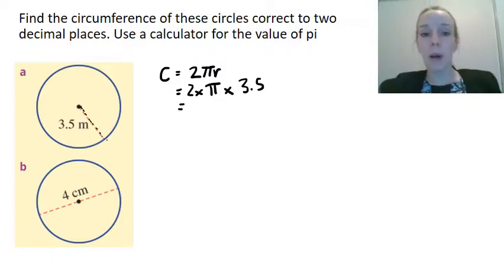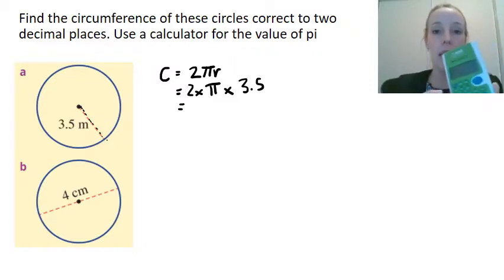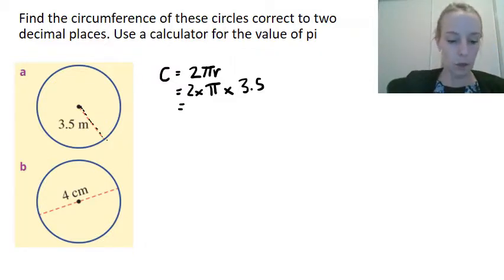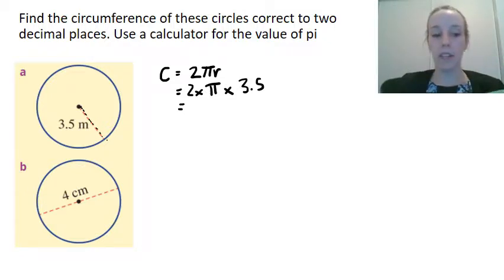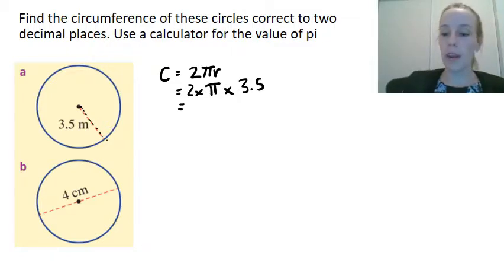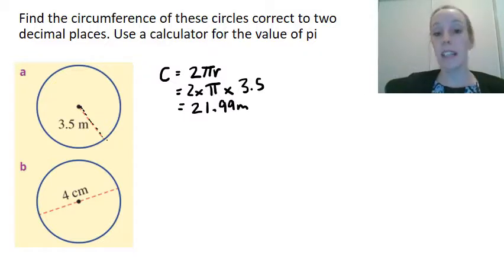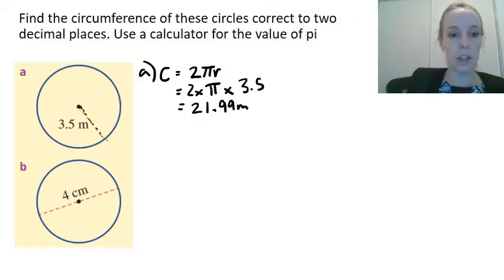We're going to type that into our calculator using our value of pi. So 2 times pi, using our pi button, times 3.5, and that equals 21.991148, and so on. So we're going to round to 2 decimal places because that's what our question asks us to do. So 21.991 just rounds to 21.99 meters. So that's our circumference there for A. I should label my questions.